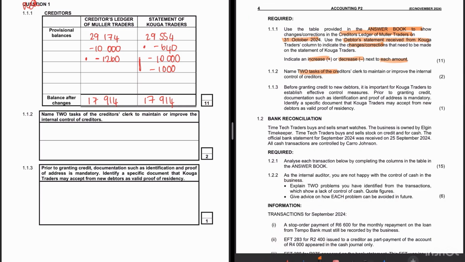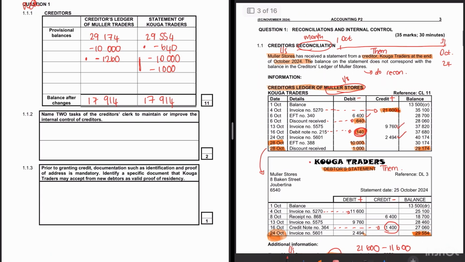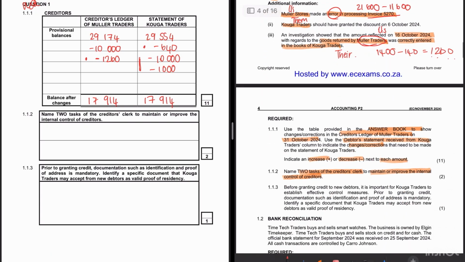Okay, so 1.1.2. Name 2 tasks of the creditor's clerk to maintain or improve the internal controls of creditors. So this is a theory-based question because we see we have no other additional information and no other information in our question. So this is purely theory-based. How does our creditor's clerk improve internal controls?